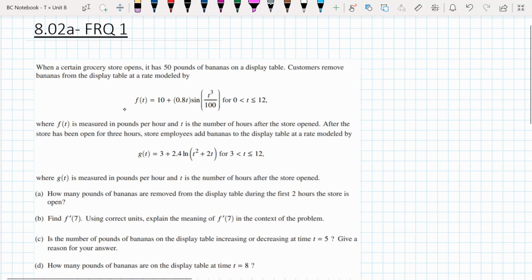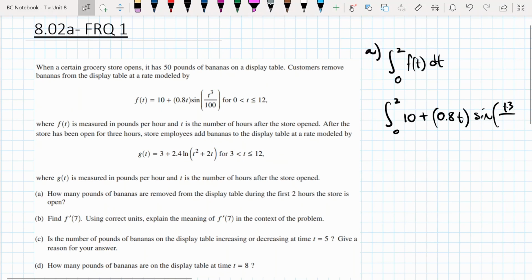So the first question is, how many pounds of bananas are removed from the display table during the first 2 hours the store is open? If I want the amount of bananas that's removed, I want to find the integral from 0 to 2 of f of t. This is something we're going to do on our calculator. So we're going to find the integral from 0 to 2 of 10 plus 0.8 t sine of t cubed over 10, over 100 dt.